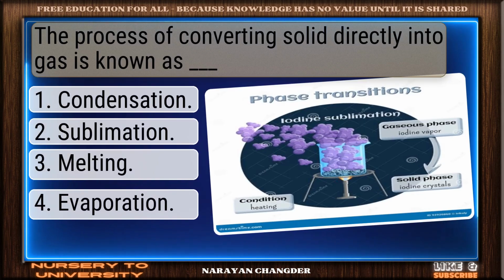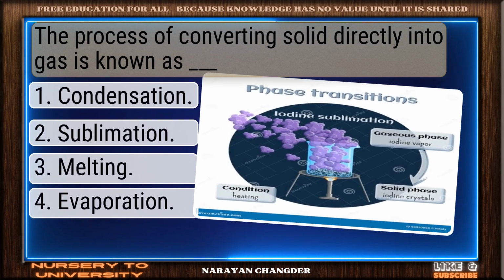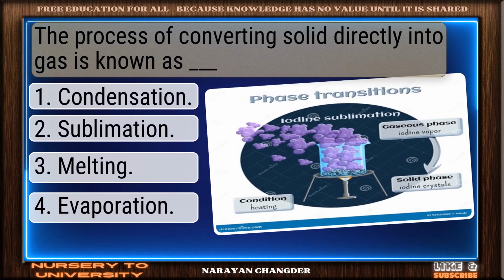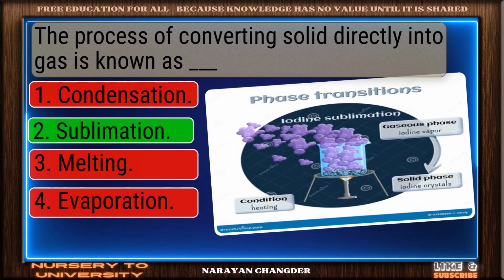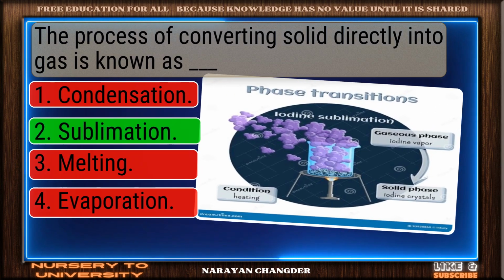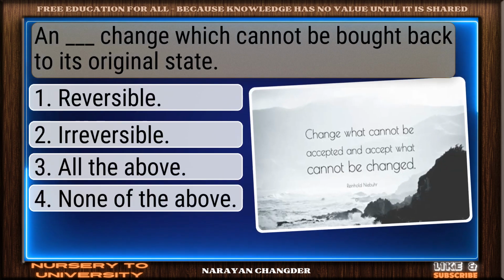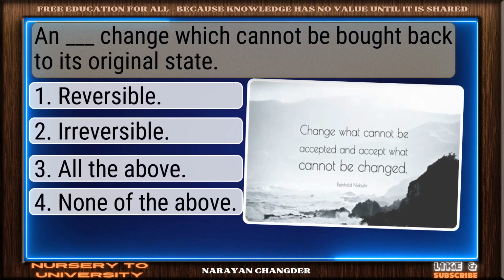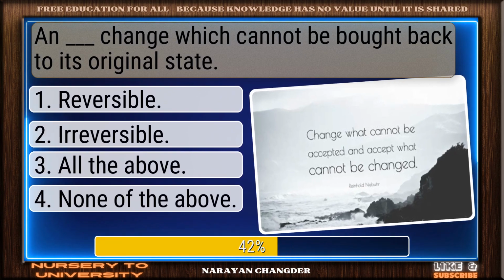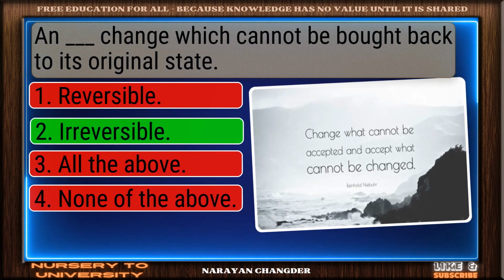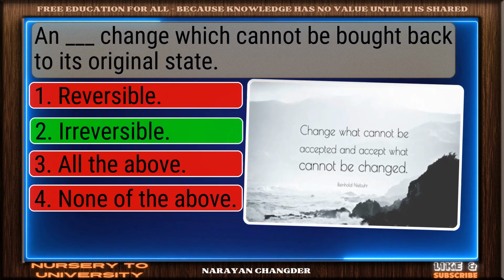The process of converting solid directly into gas is known as dash. Sharp thinking. Sublimation is the right choice. And dash, change which cannot be brought back to its original state. Correct. Irreversible is the right answer.